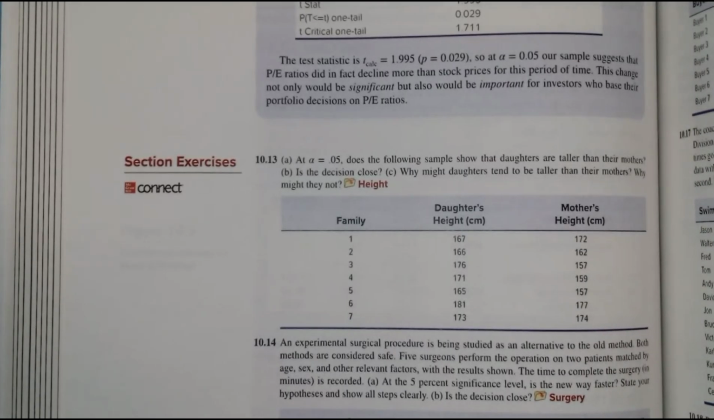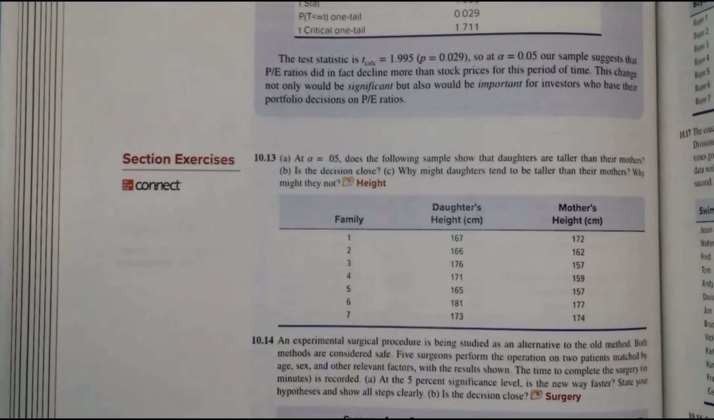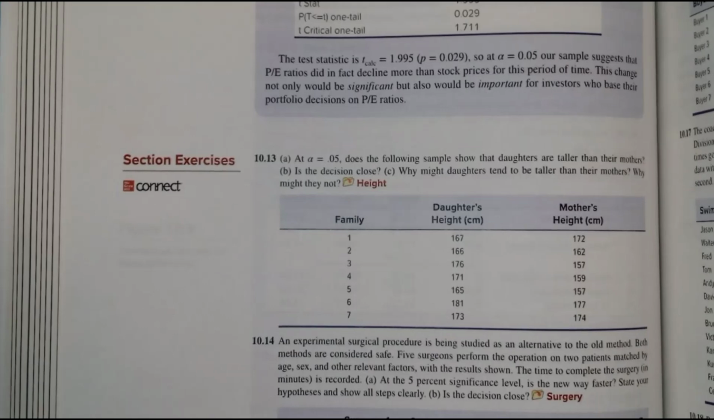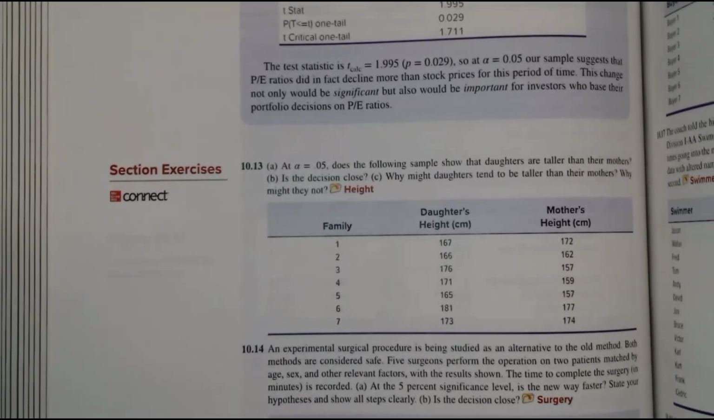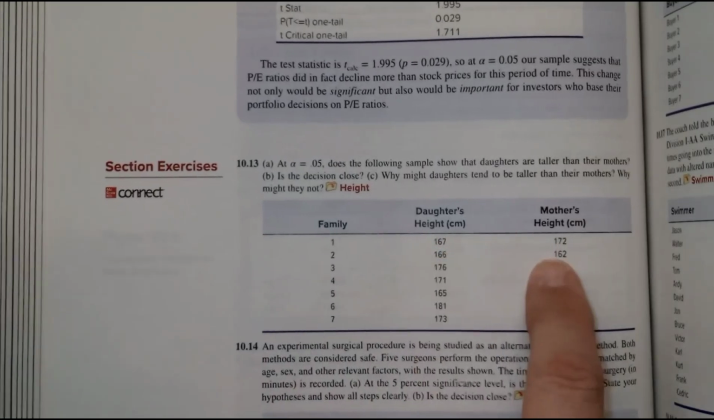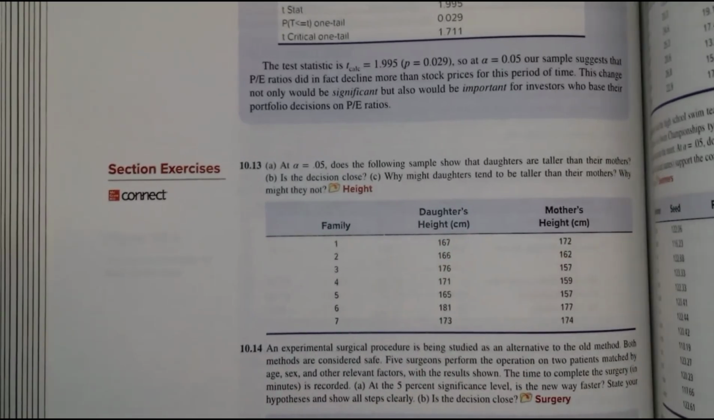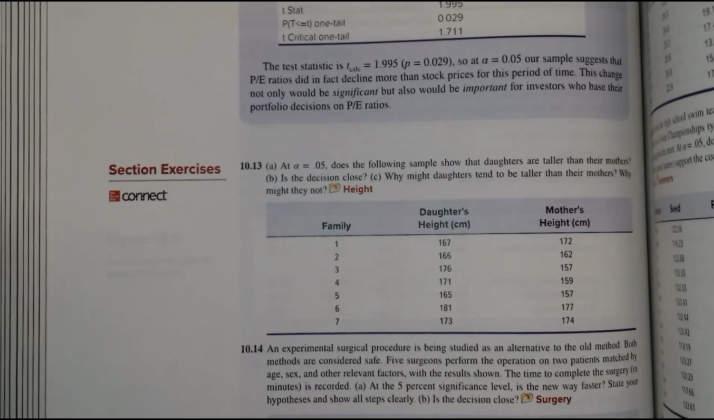At a 0.05 significance, 5%, does this sample of 7 people, families, show that daughters are taller than their mothers? Daughter's height, mother's height. We're going to do this entire problem under the idea that now clearly I've got to pair these samples up. It doesn't make sense talking about the daughter from family 5 and the mother from family 1. I want to know the direct connection between this person and their mother.